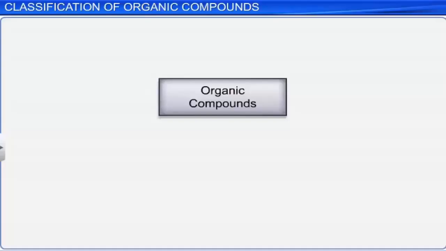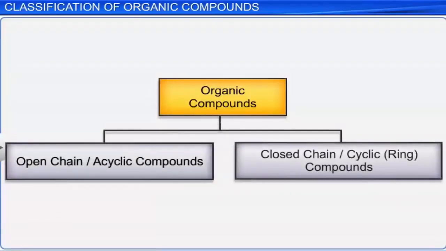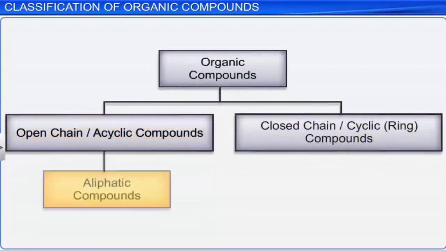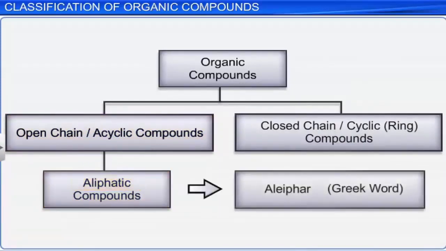To simplify and systematize the study of organic compounds, they can be classified on the basis of their structure as open chain or acyclic compounds and closed chain or cyclic or ring compounds. Open chain compounds are also known as aliphatic compounds. The term aliphatic is derived from the Greek word aleiphar, meaning fat or oil. The compounds in this class are derived from vegetable or animal fats.